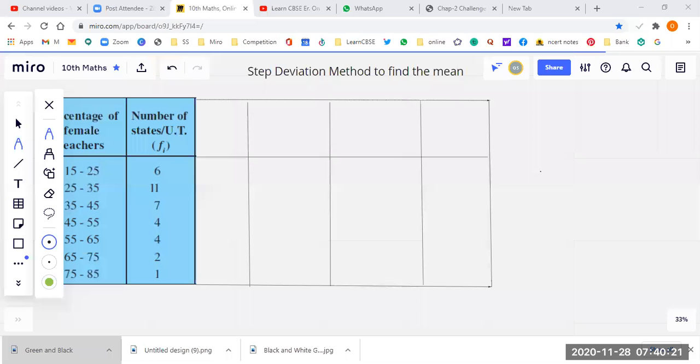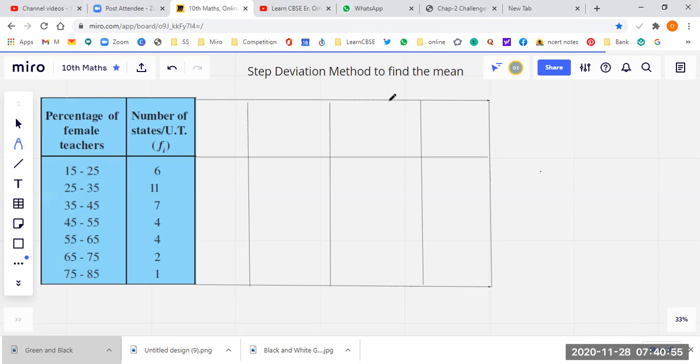Yes. So students, today we'll be doing the step deviation method to find the mean. Now, let's say we have been given this data: percentage of female teachers, and number of states or union territories. This row, 15 to 25 with 6, means that there are 6 states or union territories where the percentage of female teachers is in the range of 15 to 25%.